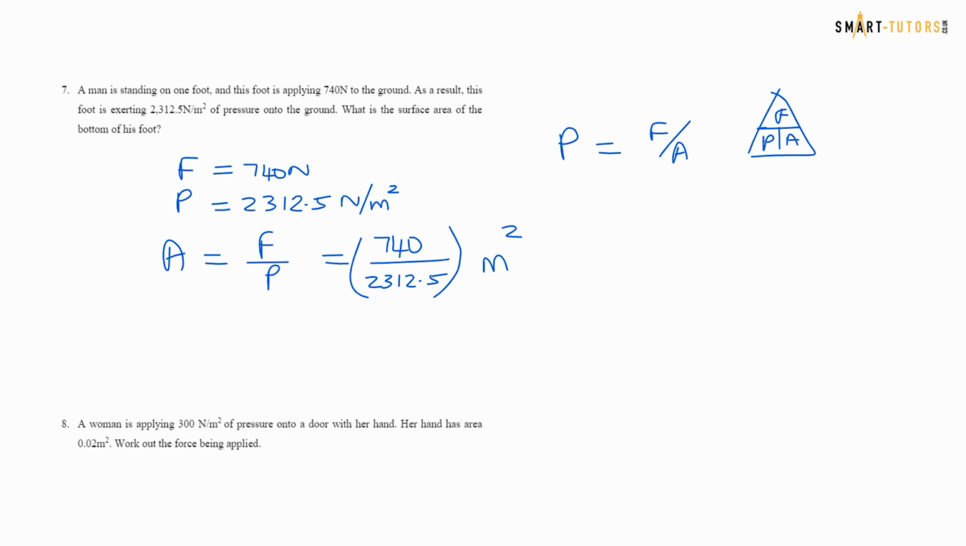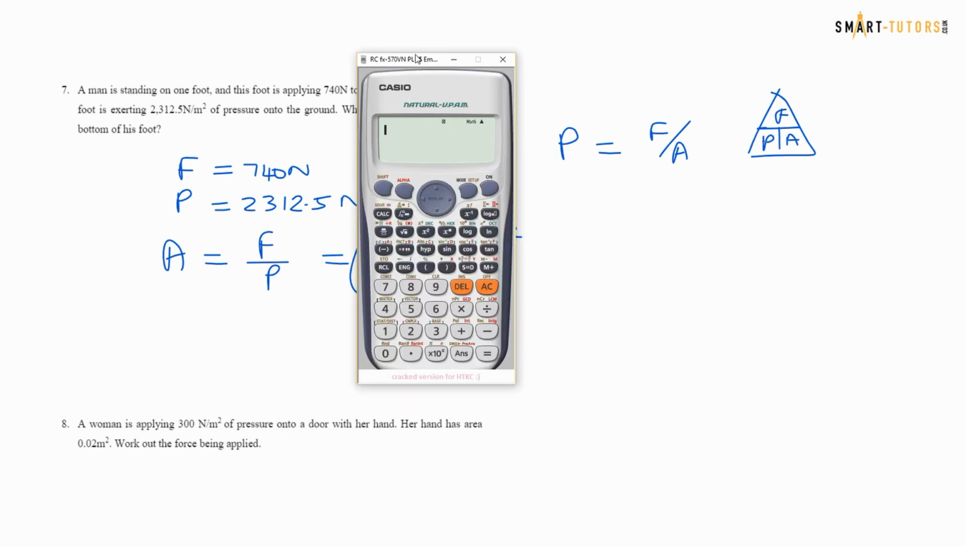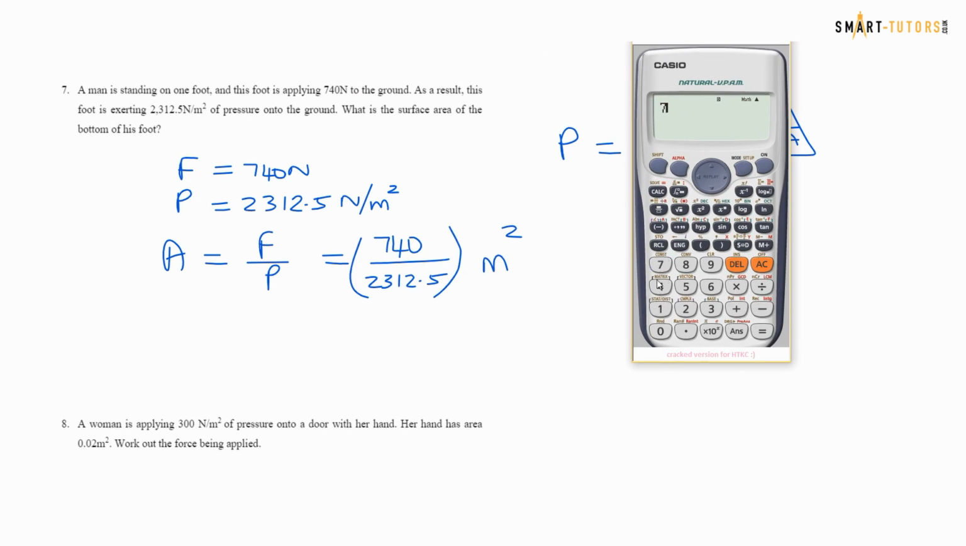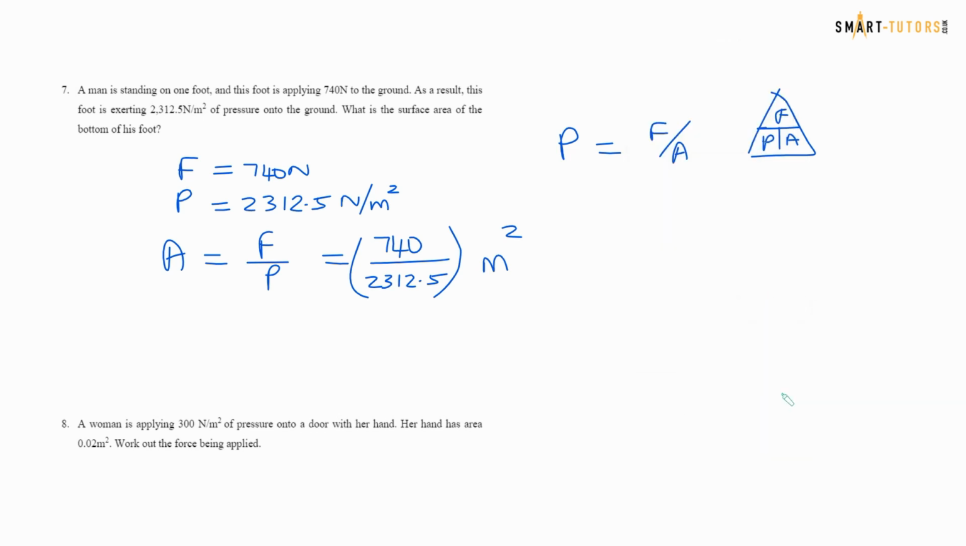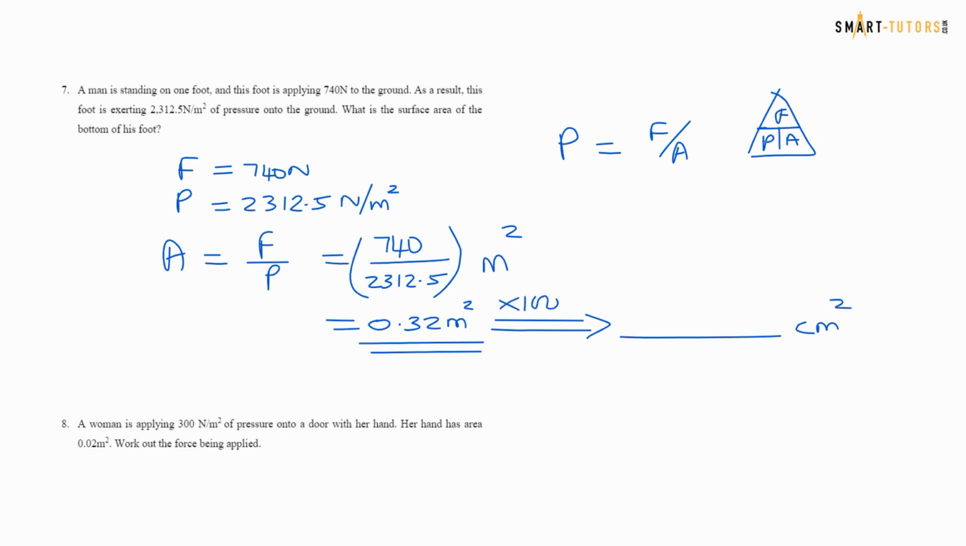So let's take the calculator. AC, 740 divided by 2312.5. That is the answer, 0.32. So 0.32 meters squared. This is the answer in meters squared. In case they ask you to convert that into centimeters squared, you need to multiply by 100 and another 100, because 1 meter squared is 10,000 centimeters squared.